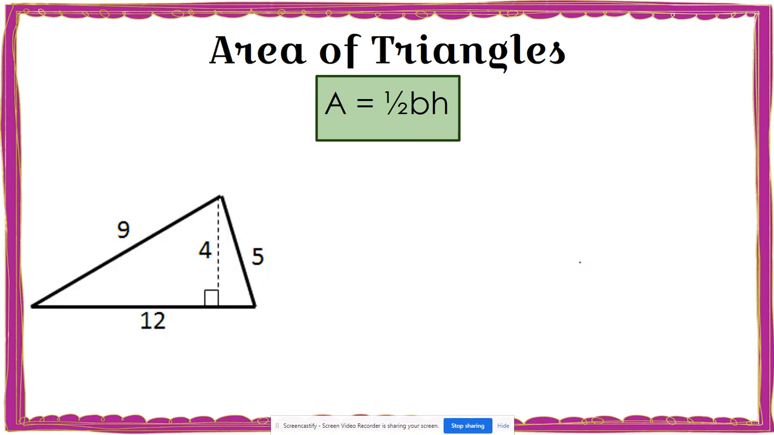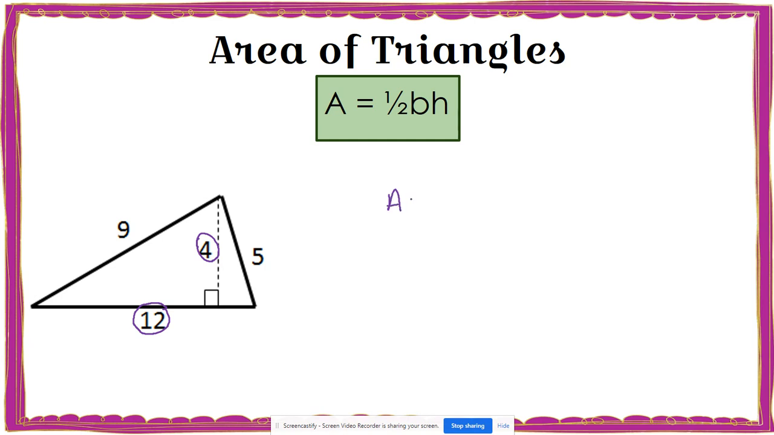For this triangle, you notice that there are a lot of numbers. If I need to find the base and the height of the triangle, I need to look for the right angle. So I see that my right angle is right here on my triangle. That means that the two measurements attached to it are going to be my base and my height. So 12 is going to be my base and 4 is going to be my height.